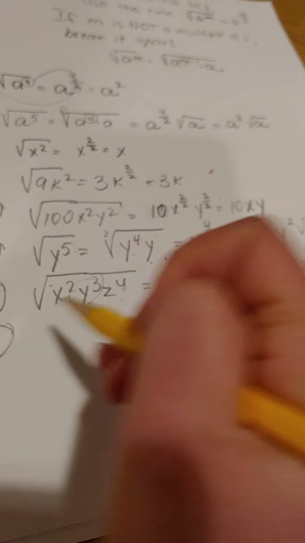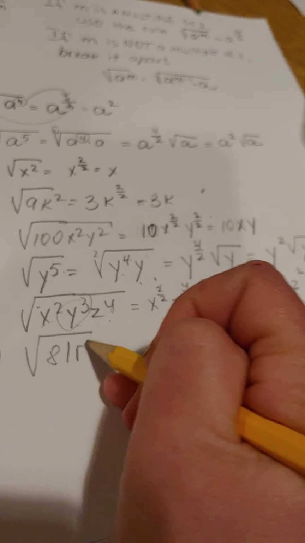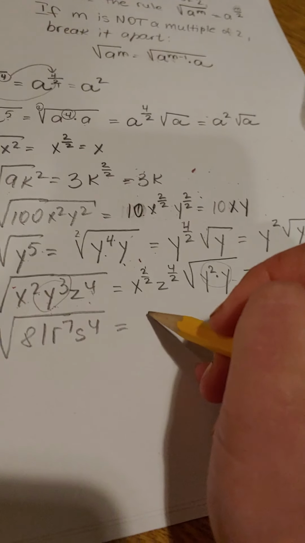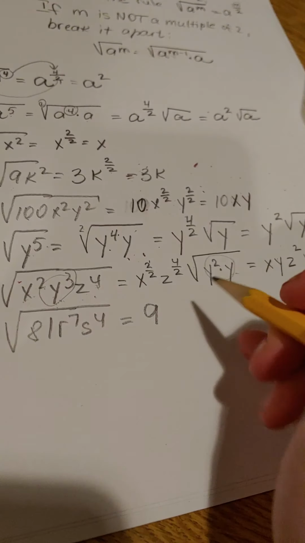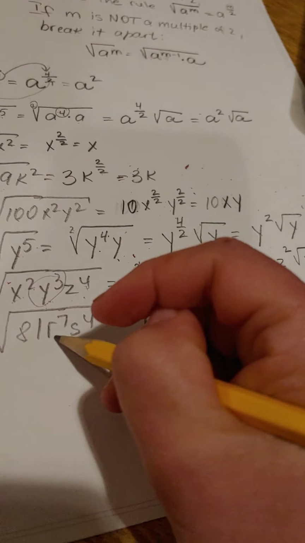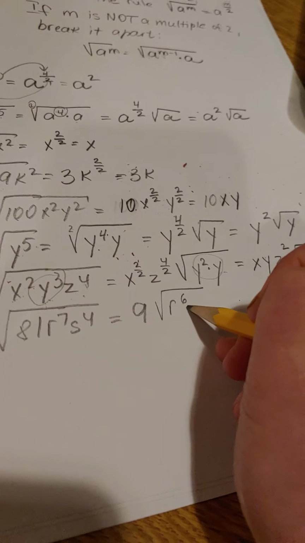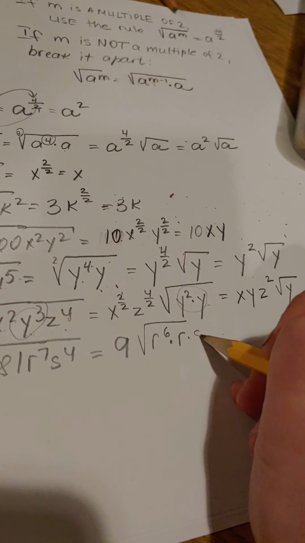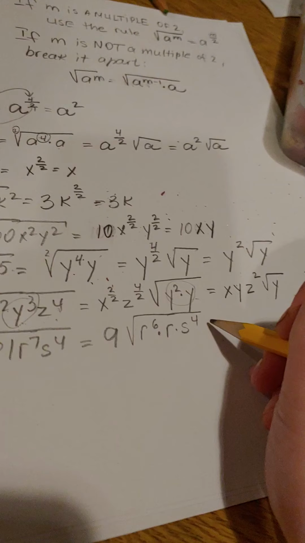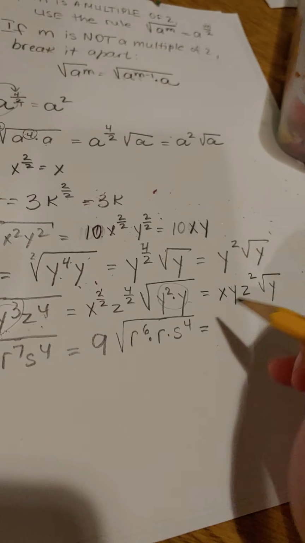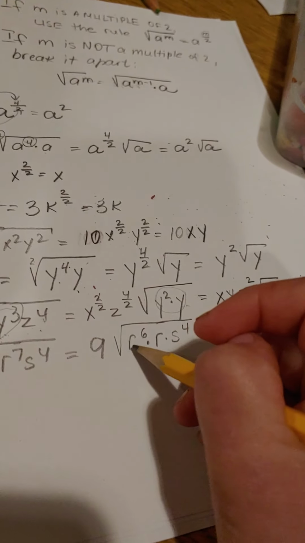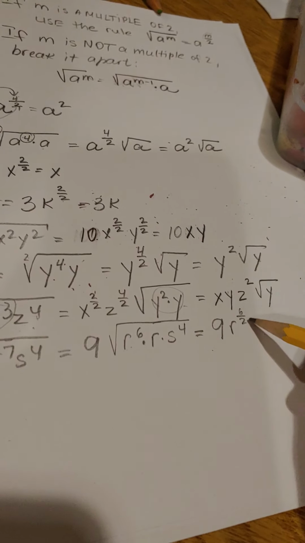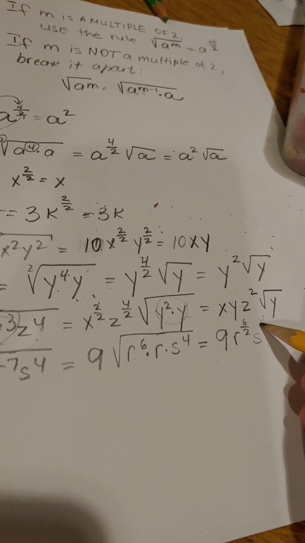Number 11. Square root of 81 r to the 7th power s to the 4th power. So here it's clear. I'm going to take square root of 81. It's 9. And then I'm going to break this r to the 7th apart. So it's going to be r to the 6th times r. And then I'm just going to leave s to the 4th power alone. So 9 square root of r to the 6th power is going to be this, 6 over 2, and then s 4 over 2.